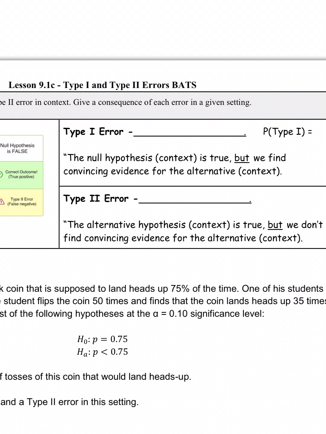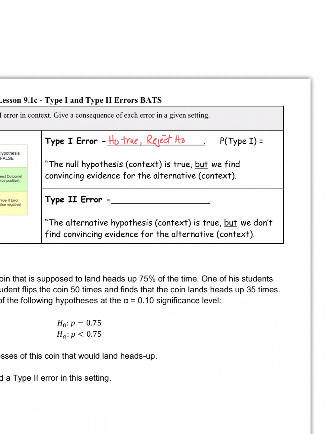So a type 1 error is when the null is true, but we rejected the null. It's a mistake. And what do we say the probability of a type 1 is? It's the same as alpha. And here's kind of the sentence that we're going to use when we explain a type 1 error. The null hypothesis is true, so put this in context. Don't say the null hypothesis. But we find convincing evidence for whatever the alternative is in context, okay?